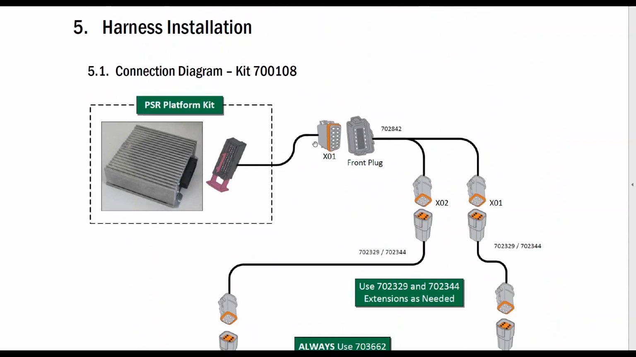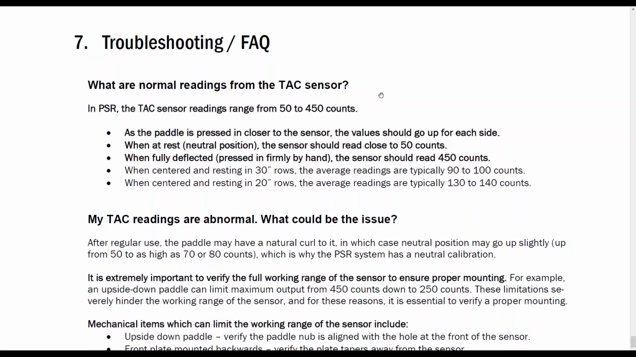Now we have our same XO1 connector, a different adapter in this case, and then we have XO1 and XO2, 6-pin Deutsch connectors, left TAC sensor and right TAC sensor. A couple more points on the TAC sensor itself.